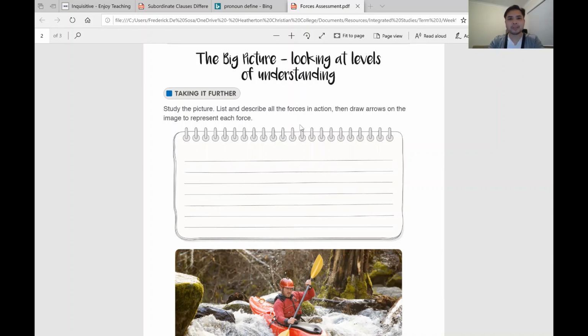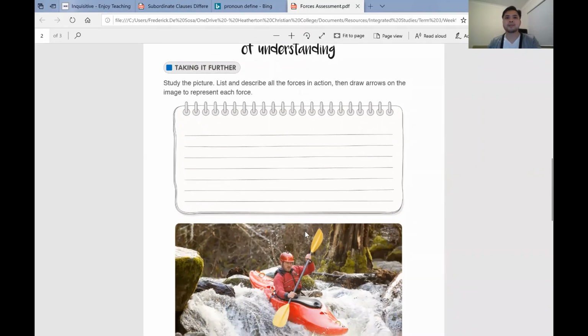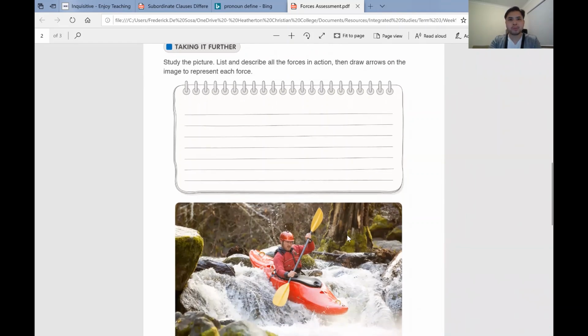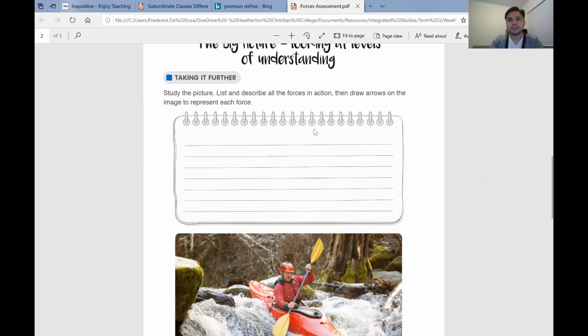All right, let's look at the task, okay? Begin by completing the worksheet, the big picture, looking at levels of understanding. Now, you need to study this picture and list and describe all the forces in action, then draw arrows on the image to represent each force. And I want you guys, with the arrows, I want you to draw which direction those forces are acting, okay? That's just a little warm-up exercise for you guys, okay? Now let's go back to the assessment sheet.